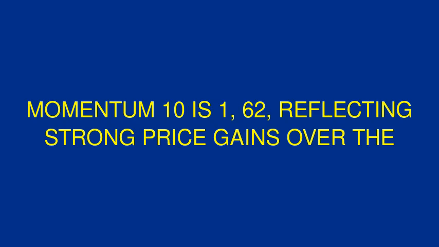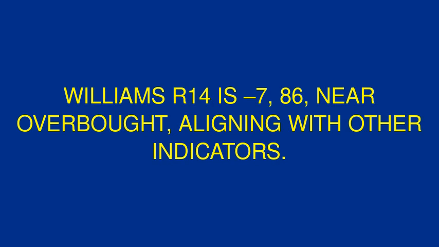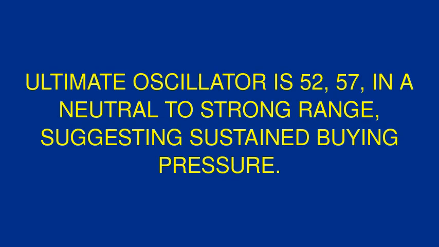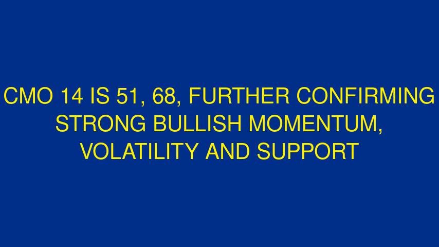Momentum 10 is 1.62, reflecting strong price gains over the past 10 days. Williams R14 is -7.86, near overbought, aligning with other indicators. Ultimate oscillator is 52.57, in a neutral to strong range, suggesting sustained buying pressure. CMO 14 is 51.68, further confirming strong bullish momentum.